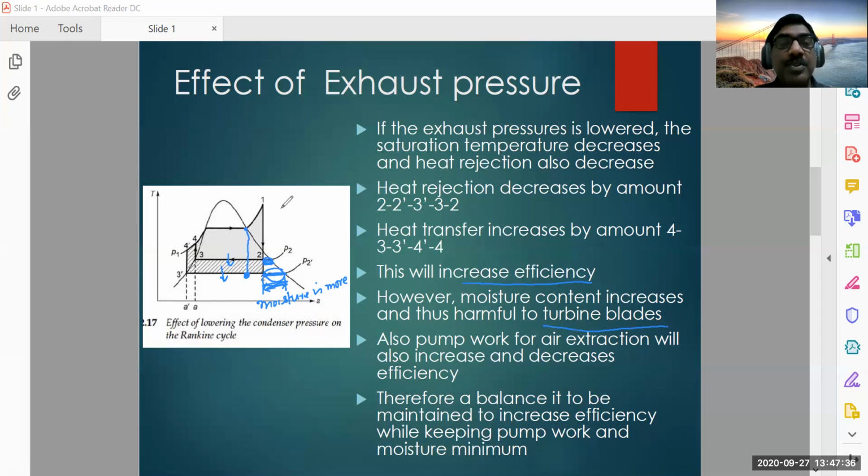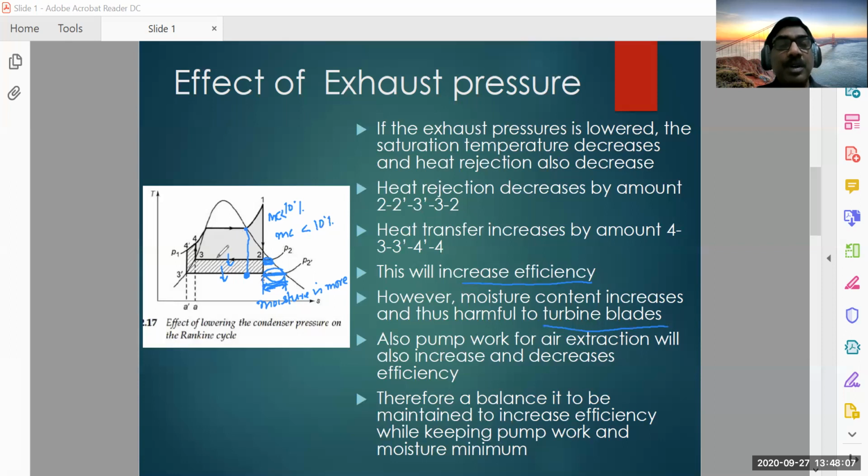Maximum moisture content should not exceed 10%. The moisture content, MC, should be less than 10%. You should not have more than that for the safety of turbine blades. So that is why this is one of the side effects. I told you what is called a side effect. You are doing something in order to get some advantage, but it is having some disadvantages also.